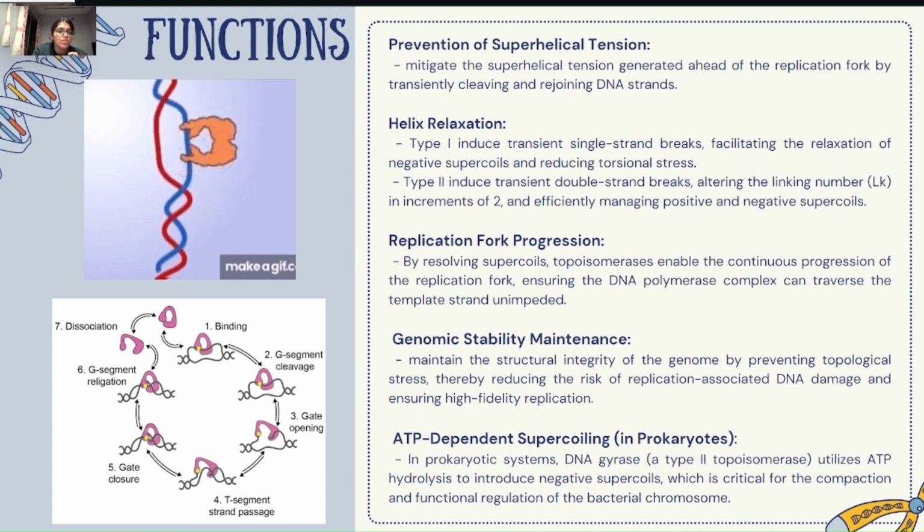One of the special functions in prokaryotes done by topoisomerases is utilization of ATP to introduce negative supercoils, which is critical for the compaction and functional regulation of the bacterial chromosome. This is done by the type 2 topoisomerase called DNA gyrase.